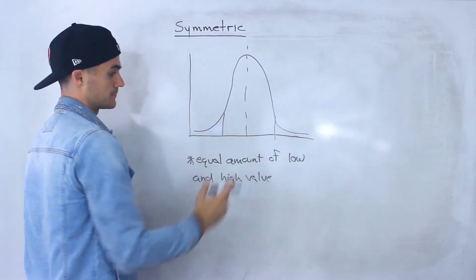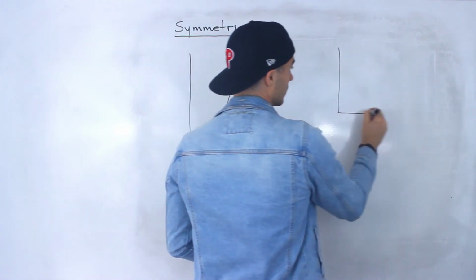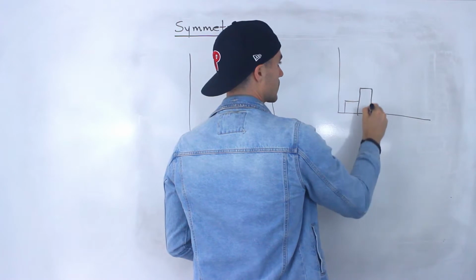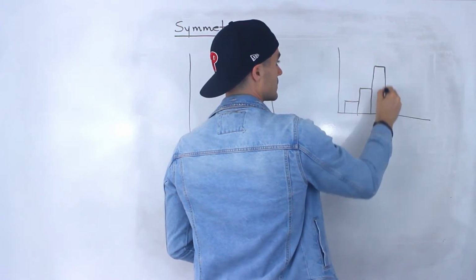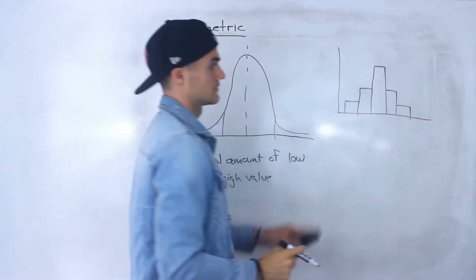It's symmetric. The way the histogram is going to look is it's going to increase, maybe get to like there, and then it's going to decrease. Again, symmetric.